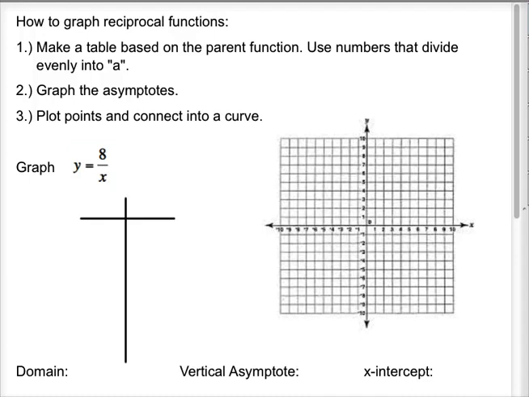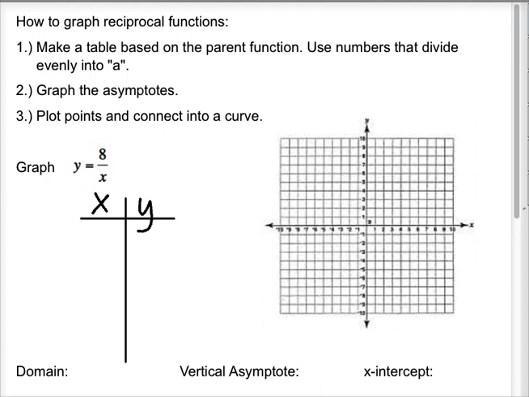So we're going to make tables based on the parent functions. We're going to use numbers that divide evenly into A. All right, so when we're choosing our numbers, graphing gets a whole lot easier if you choose strategic numbers, okay? So I know that I'm going to be using my x to divide 8. So it would be convenient if I choose values that evenly divide 8.